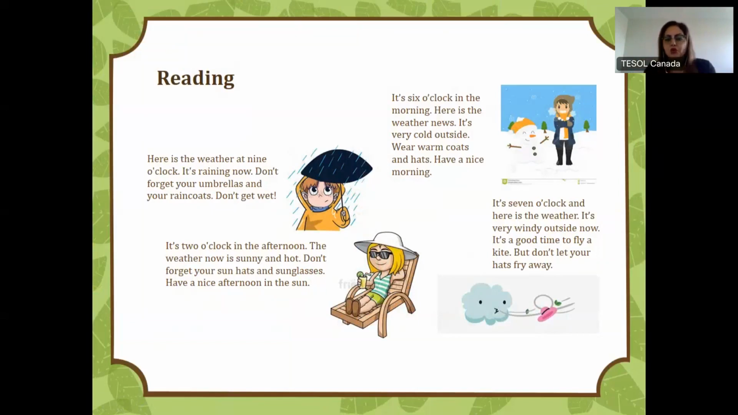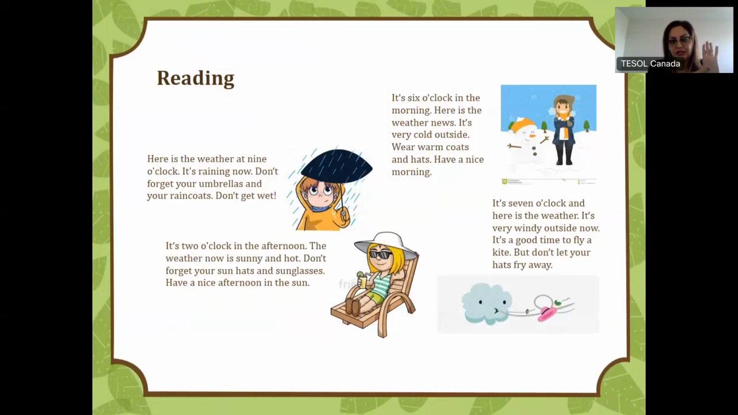That is post-output production. For homework, you can email or flip some readings and ask them to read and answer some questions, doing worksheets, or they draw the weather and they come to the class and talk about it.